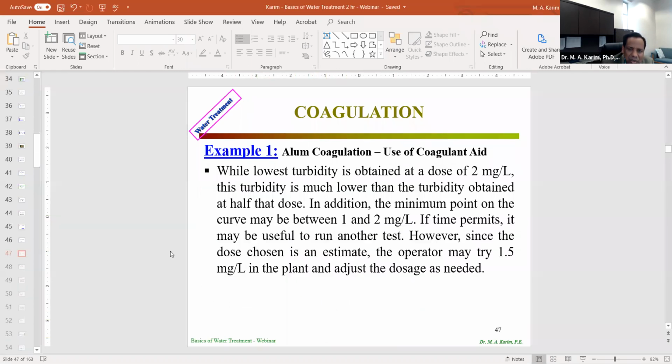Let's see what kind of explanation we have here. Well, the lowest turbidity is obtained at a dose of 2 milligram per liter. This turbidity is much lower than the turbidity obtained at half of the dose. In addition, the minimum point on the curve may be between 1 and 2. If time permits, it may be useful to run another test. However, since the dose chosen is an estimate, the operator may try 1.5 milligram per liter in the plant and adjust the dose as needed. So I think around 2 milligram per liter should be the optimum dose for that problem.